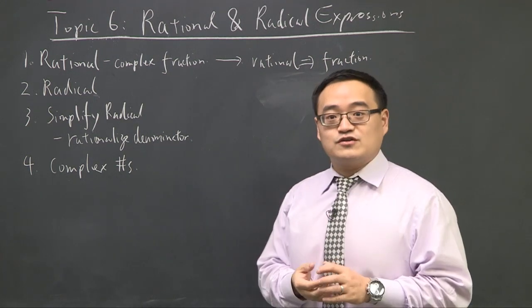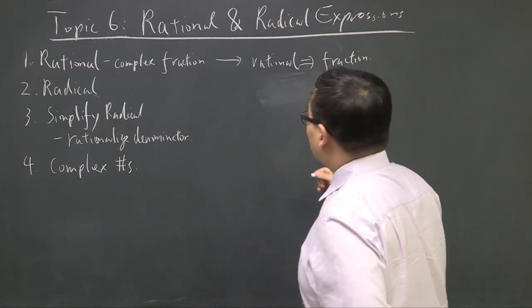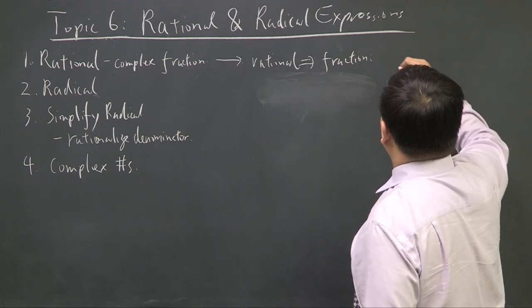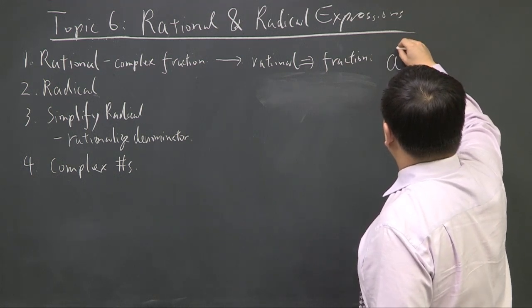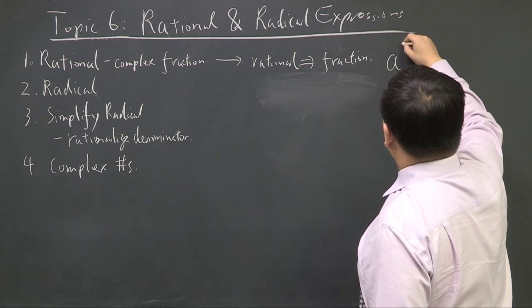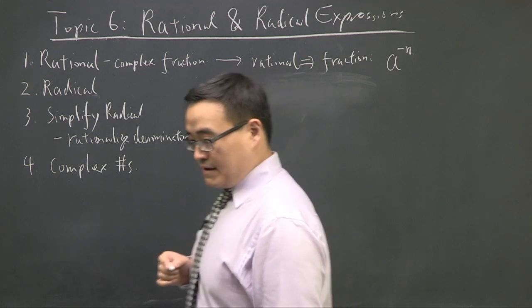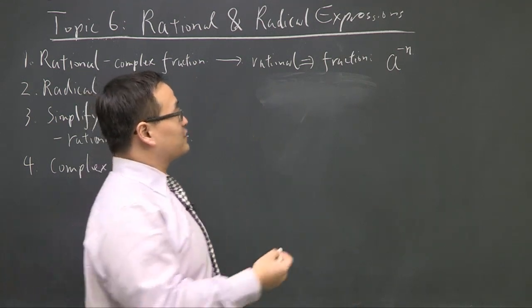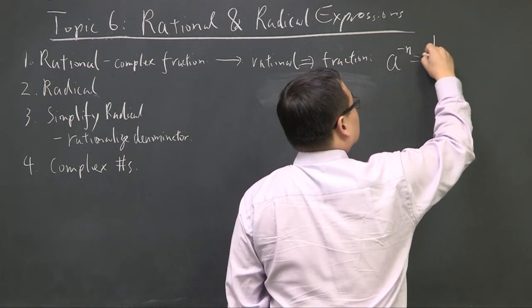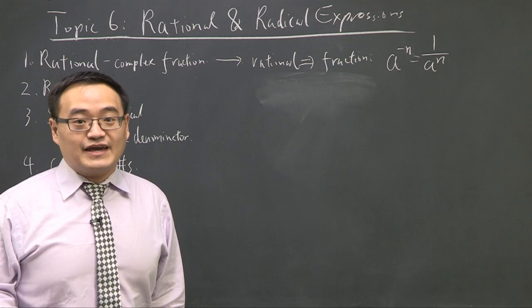So what's the general expression of a rational number? The best way I would describe a rational number is a to the negative m power. That's a pretty good description. Why? Because that is simply equal to 1 over a to the m. So that's how we get that.